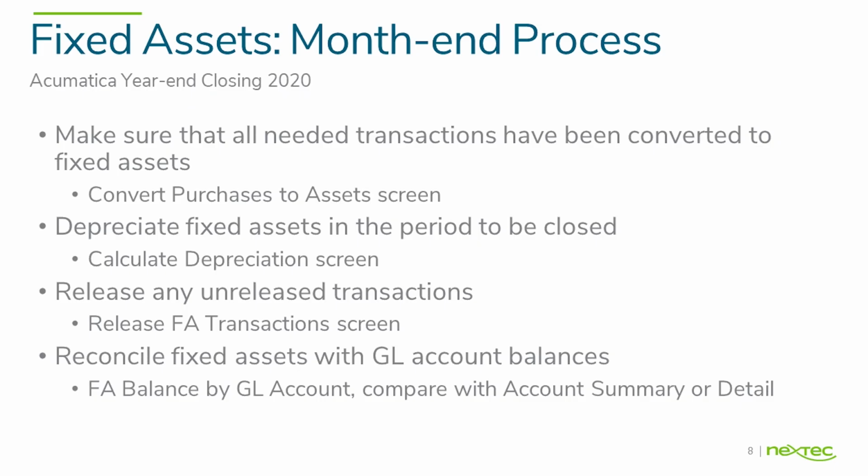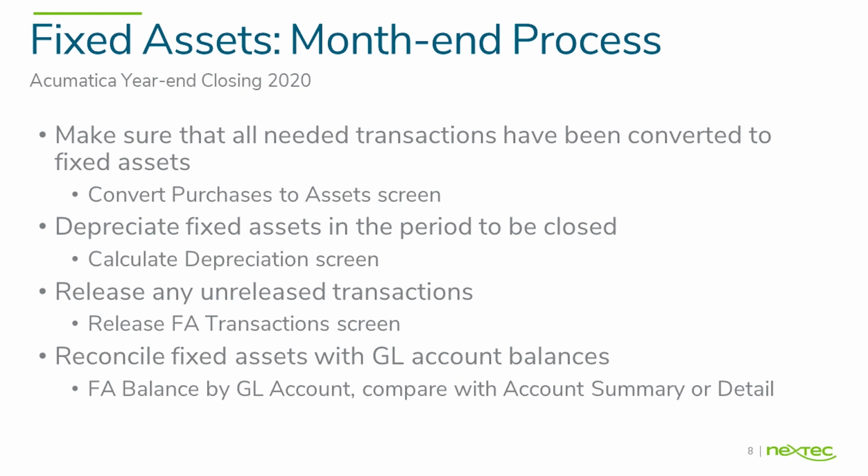Next, we'll hop back into our slides, and we're going to move on to fixed assets. For fixed assets, we do have a few more steps. So what we're going to do first is convert any purchases to assets. Any bills that we may have in the system that purchased a fixed asset, we can have the system automatically generate and create that for us as long as we define a few defaults.